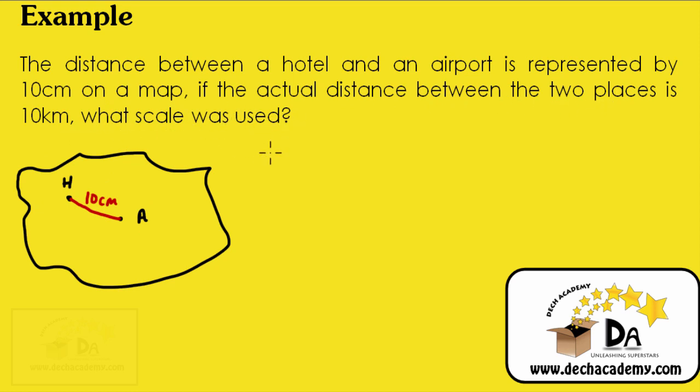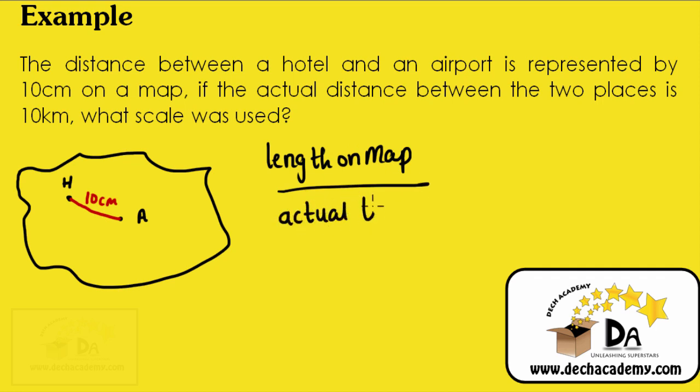Well, how do you determine the scale? It's the length on the map divided by the actual length, but they have to be in the same units. What's the length on the map? The length on the map is 10 centimeters, the distance between the two places. And what's the actual distance? I can interchange length and distance; in this case, distance makes more sense. So distance on the map is 10 centimeters, and the actual distance is 10 kilometers. So I have centimeters here and kilometers, and I need to make sure the numerator and denominator are in the same units.